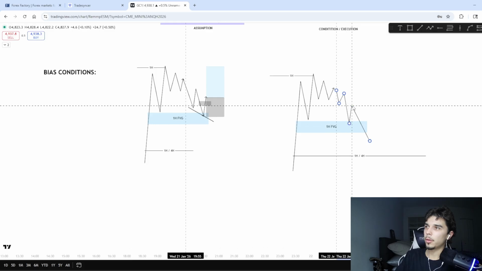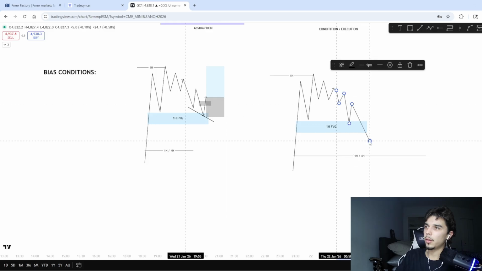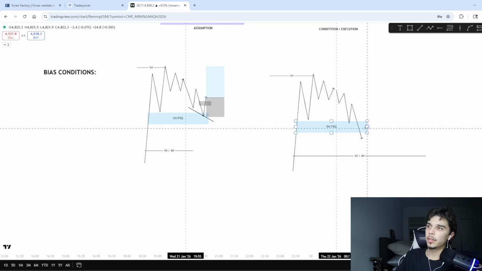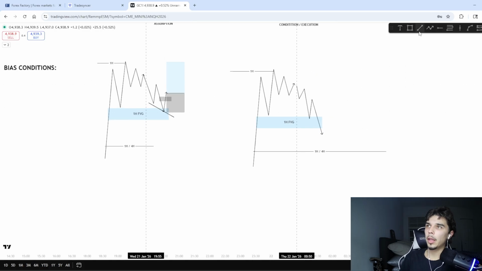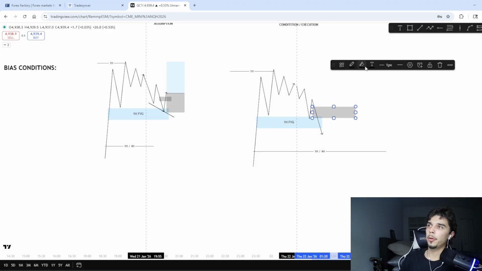Oof, I don't know if that looks better. All right, that looks a little bit better. Awesome. We just inverse this gap, right? So now this is a 1 hour inversion, 1 hour fair value gap. Okay. If we come and let's say we create like a 5 or 15 minute gap right here. Okay, what can we do?